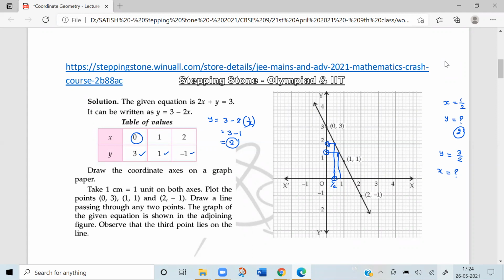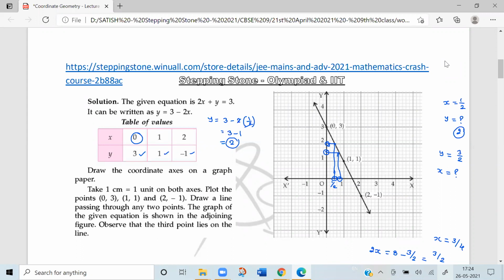Now, because we are drawing a rough graph, it is not exact. Now let us verify whether it is correct or not from the equation also. From the equation, what you will get? So 2x equal to 3 minus y, means 3 minus 3 by 2. That is 6 minus 3 by 2. That means x equal to how much? 3 by 4. That's why the point is approximately here. This is 3 by 4, that is 0.75.